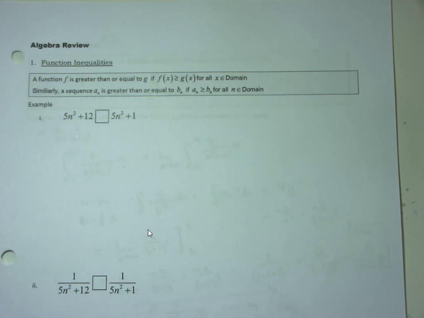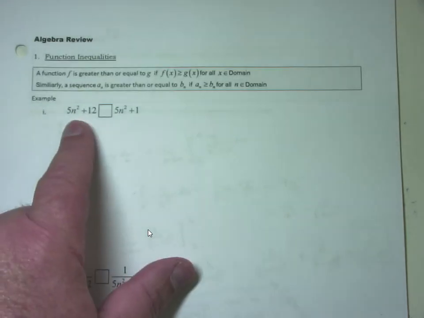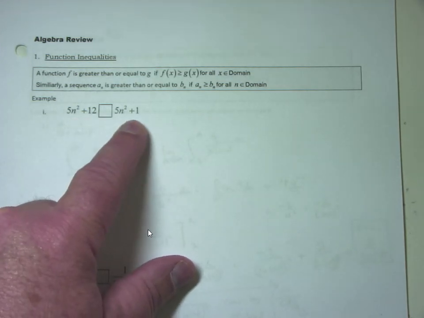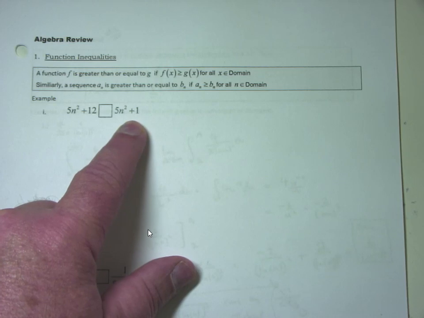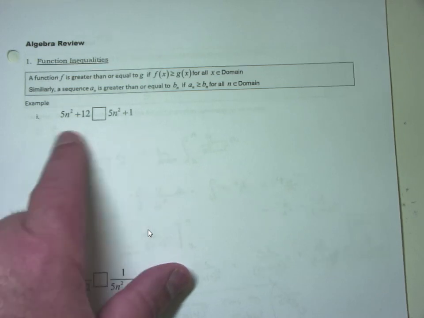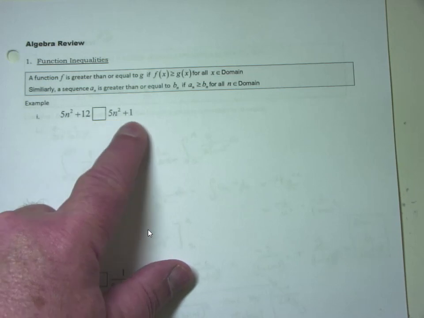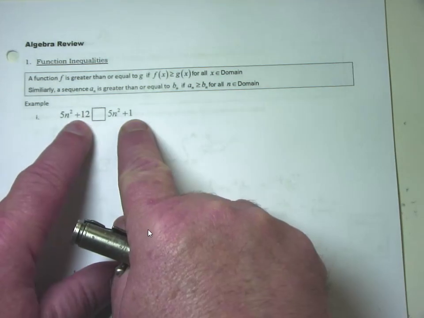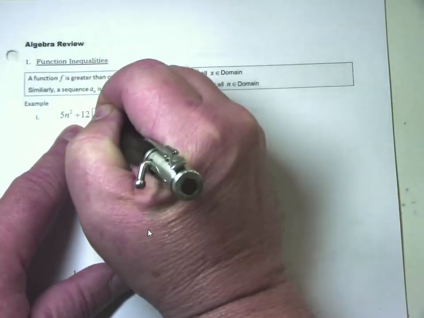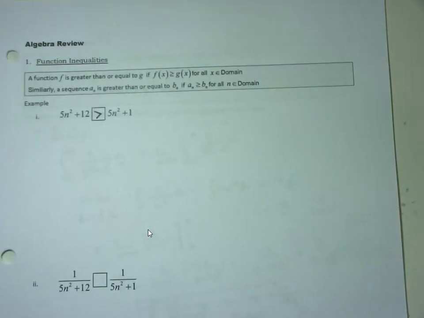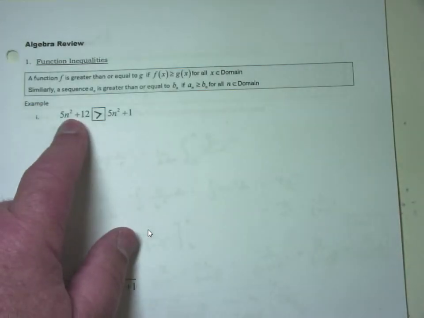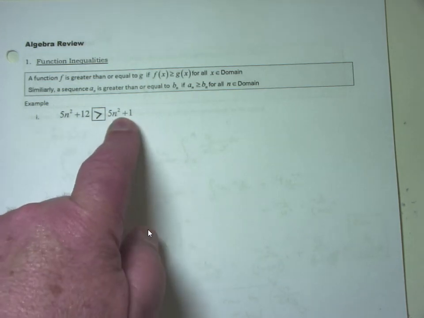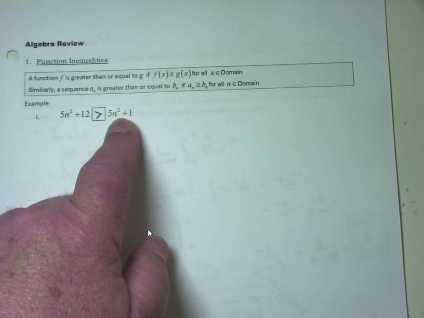So if you look at this one, this is pretty much straightforward. Compare the two: 5n squared plus 12, how does that compare to 5n squared plus 1? By compare, I'm talking about inequality. Is it a less than or is it a greater than? Well, obviously the 5n squareds match up, and the 12 is bigger than the 1, so this would be a straight greater than. Does that make sense? This sequence of numbers is going to be bigger than this sequence of numbers as n goes from 1, 2, 3, 4, all the way down the line.